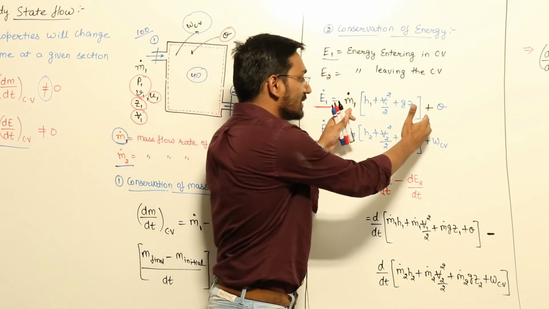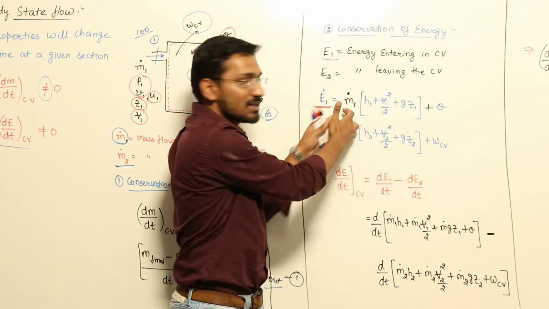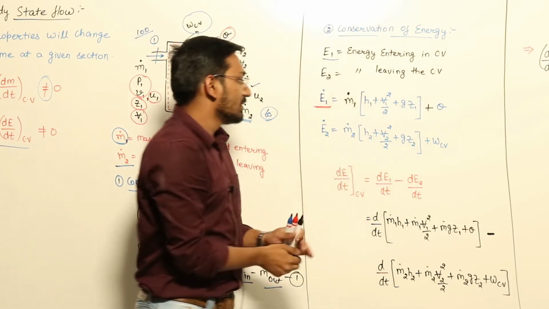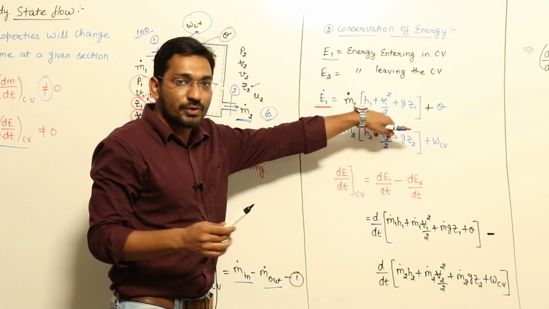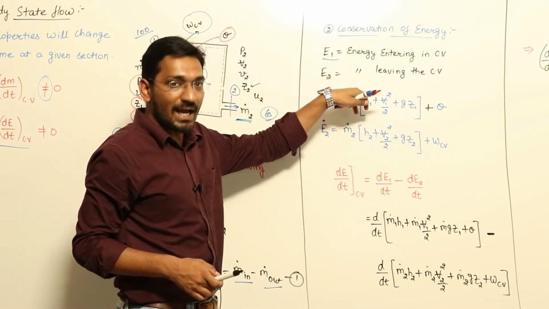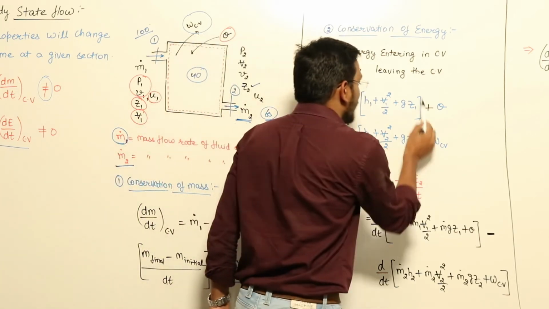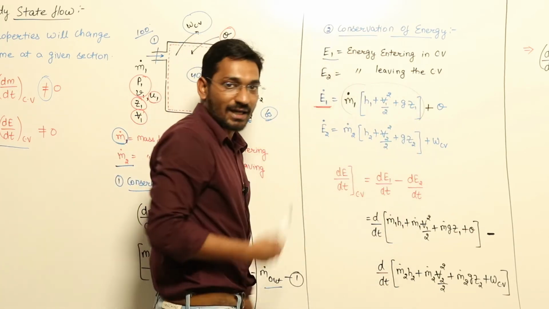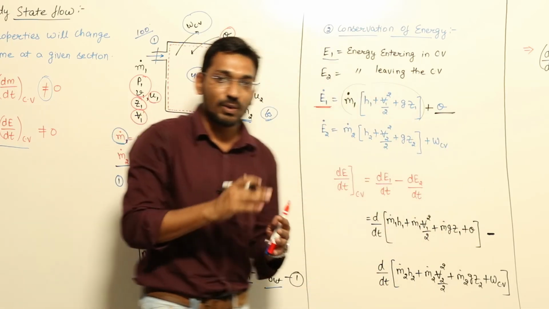So this is the energy per unit mass, multiply by mass, this is your energy rate. The unit of this is kilojoule per second because of time, m dot is per unit time. So the unit of this term is kilojoule per second. So the unit of this Q must be in kilojoule per second.